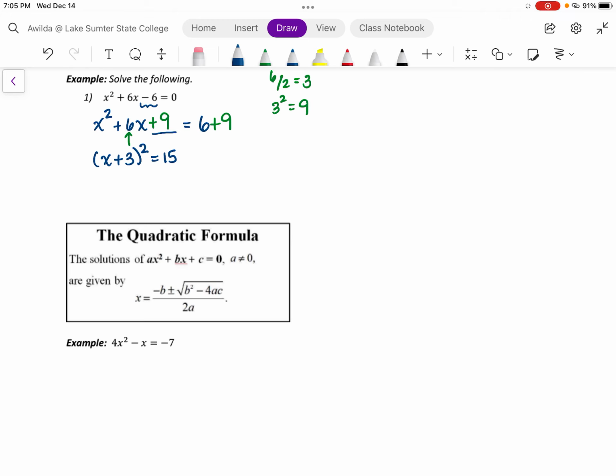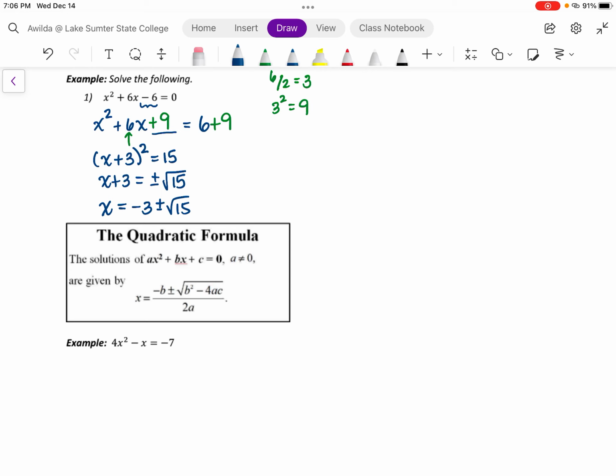We can use the principle of square roots to say that x plus 3 is equal to the principal or the negative square root of 15. 15 is not a perfect square, and it does not contain any perfect square factors other than 1, so that is as simplified as we're going to be able to express that quantity. To isolate x, we can subtract 3 from both sides of the equation to get that x is equal to negative 3 plus or minus the square root of 15.